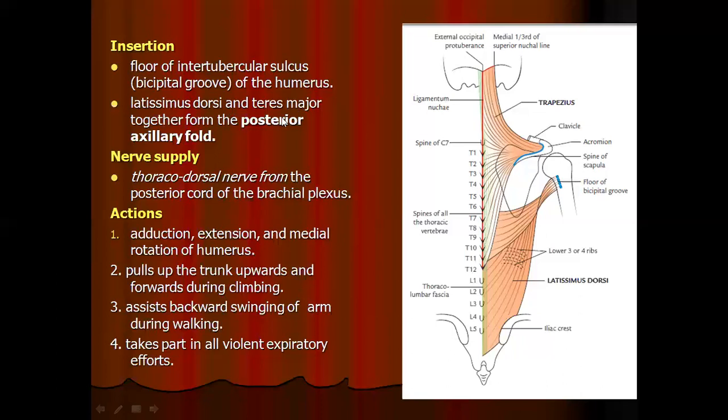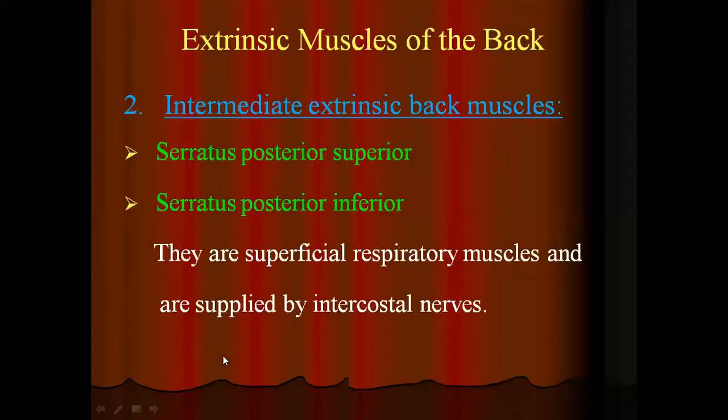So latissimus dorsi and teres major together form the posterior axillary fold. This also we studied when we were doing axilla. The nerve supply is thoracodorsal nerve, which is coming from the brachial plexus, posterior cord. Action: it helps in adduction, extension, and medial rotation of humerus, pulls the trunk upwards and forwards during climbing, assists backward swinging of arm during walking, and takes part in all violent expiratory efforts.